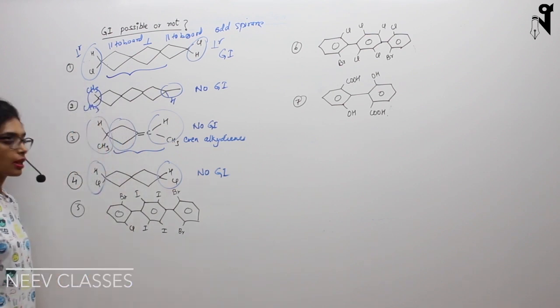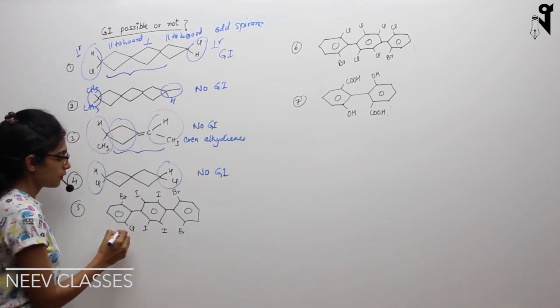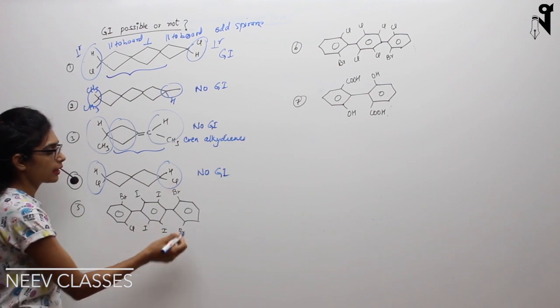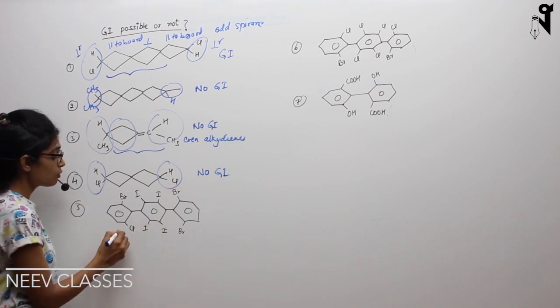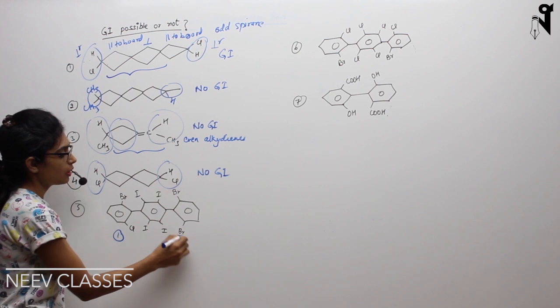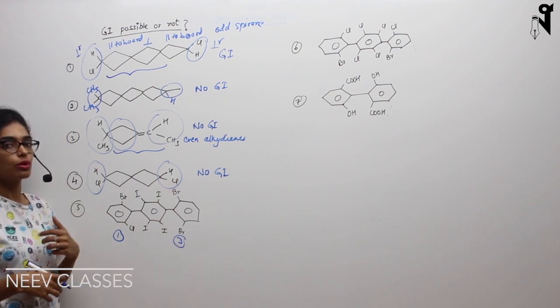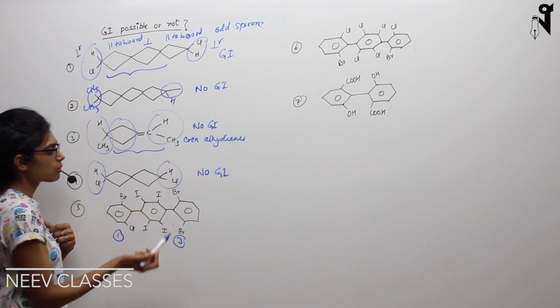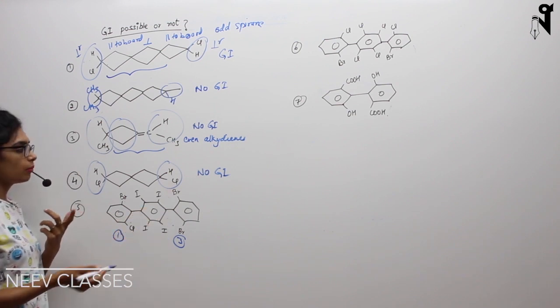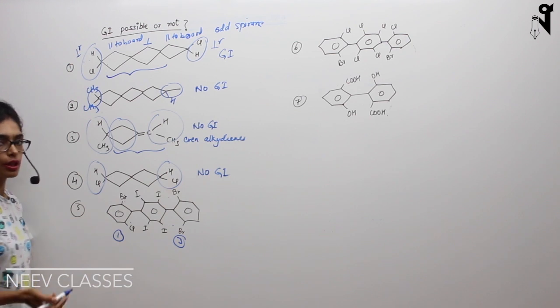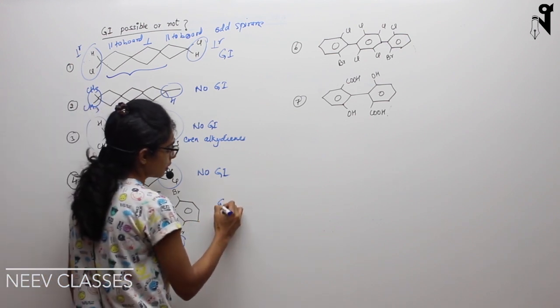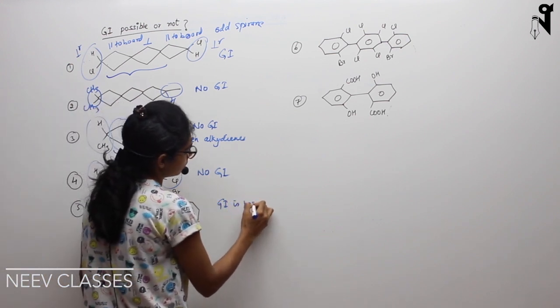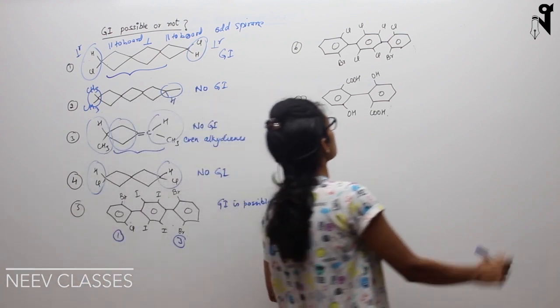Look at this. With respect to first and second and third, no GI. With respect to first and third chain, GI is possible. Now let's see whether we have same groups or different groups. So we have two different groups over here and two same groups over here. So basically, one pair is still different. It can show GI. So GI is possible. Come to the next one.